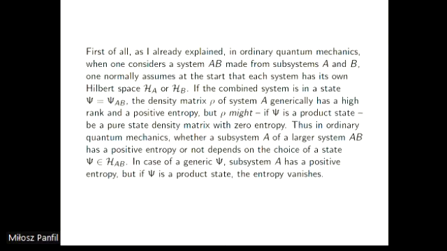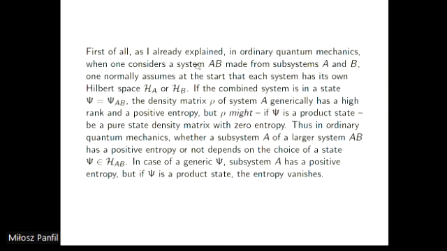First of all, as already explained, in ordinary quantum mechanics, when we consider a system AB made from subsystems A and B, we usually assume at the start that each system has its own Hilbert space, H_A or H_B. Then, if the combined system is in a state psi equals psi_AB, the density matrix rho of system A generically has a high rank and a positive entropy. But rho might, with the accent on might, if psi is a product state, be a pure state density matrix with zero entropy.